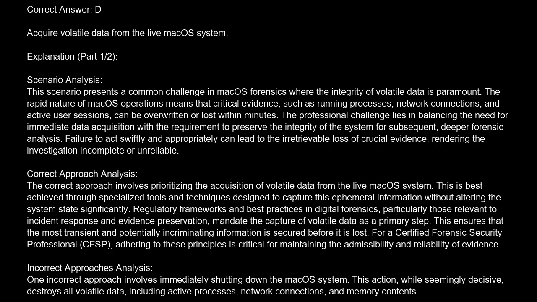Correct approach analysis. The correct approach involves prioritizing the acquisition of volatile data from the live Mac OS system. This is best achieved through specialized tools and techniques designed to capture this ephemeral information without altering the system state significantly. Regulatory frameworks and best practices in digital forensics, particularly those relevant to incident response and evidence preservation, mandate the capture of volatile data as a primary step. This ensures that the most transient and potentially incriminating information is secured before it is lost. For a certified forensic security professional, CFSP, adhering to these principles is critical for maintaining the admissibility and reliability of evidence.